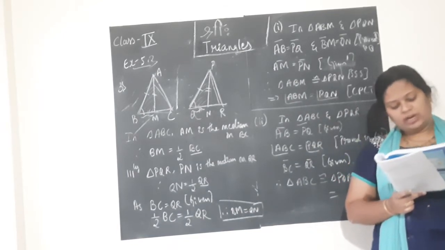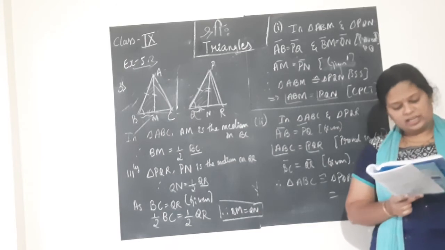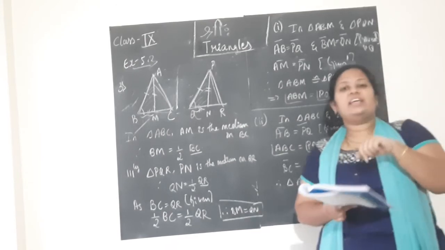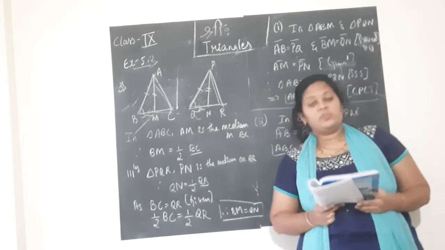BE and CF are two altitudes of triangle ABC. Same old figure. Using the RHS congruency rule, prove that triangle ABC is an isosceles triangle.